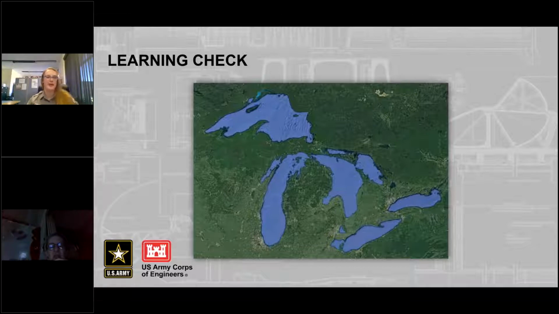I'm seeing a lot of great answers. Yes. So we have the Niagara Falls at the Niagara River, and to bypass that, we have the Welland Canal. And then the obstruction on the St. Mary's River was the St. Mary's Rapids, and the Soo Locks were built to get around those.